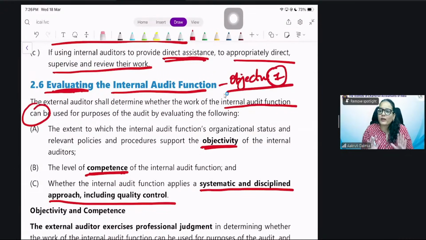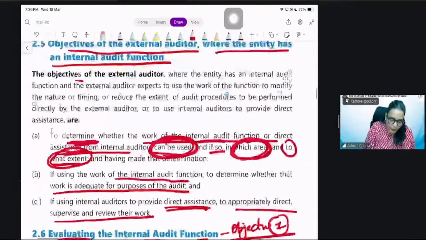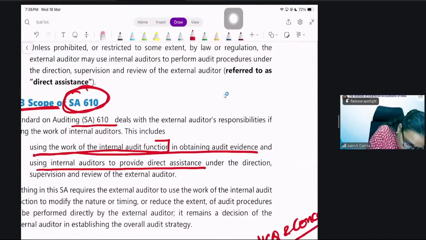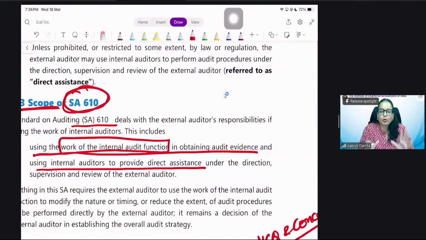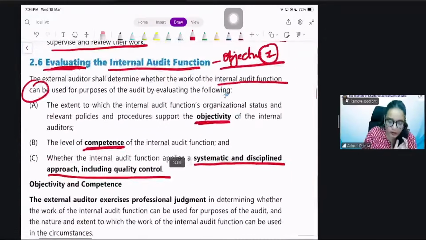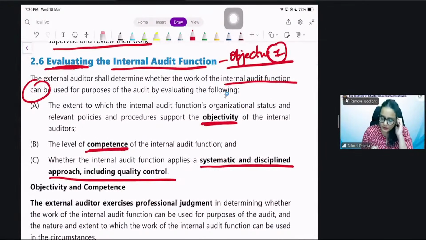Am I teaching you about direct assistance right now? No. What are we doing? We are doing the first part of the objective. If I want to use the internal audit function, if I want to just use the work done by the internal auditor, am I taking direct assistance of the auditor right now? No. If I just want to use the work done by the internal auditor, you have to check 3 things.